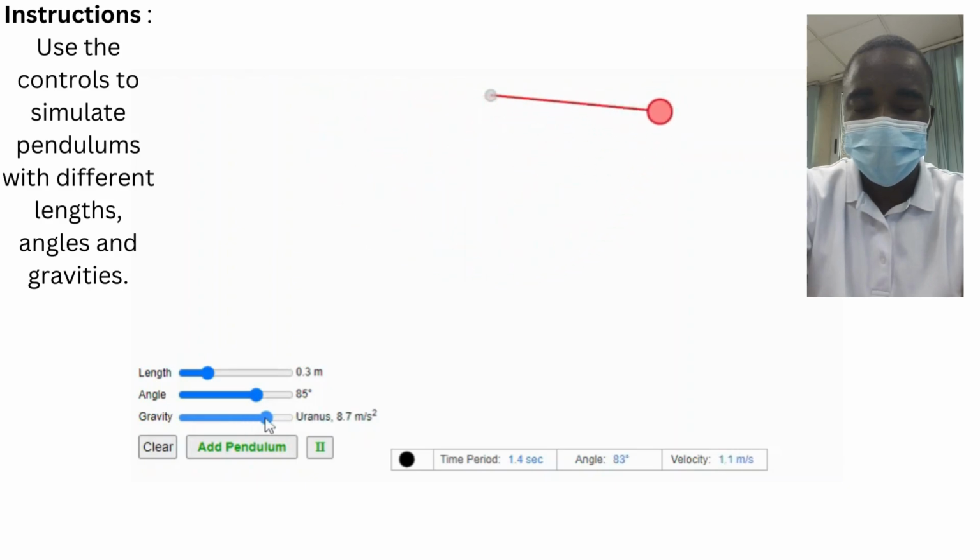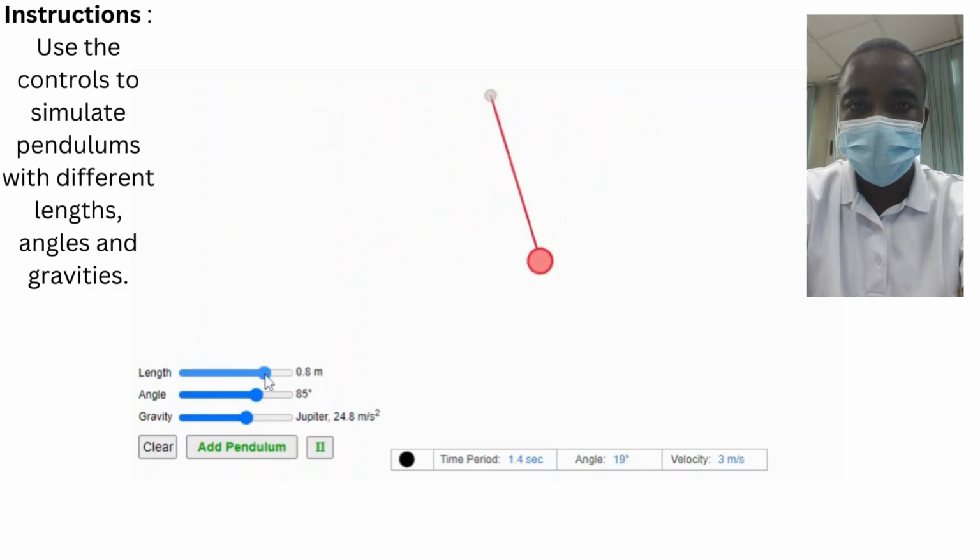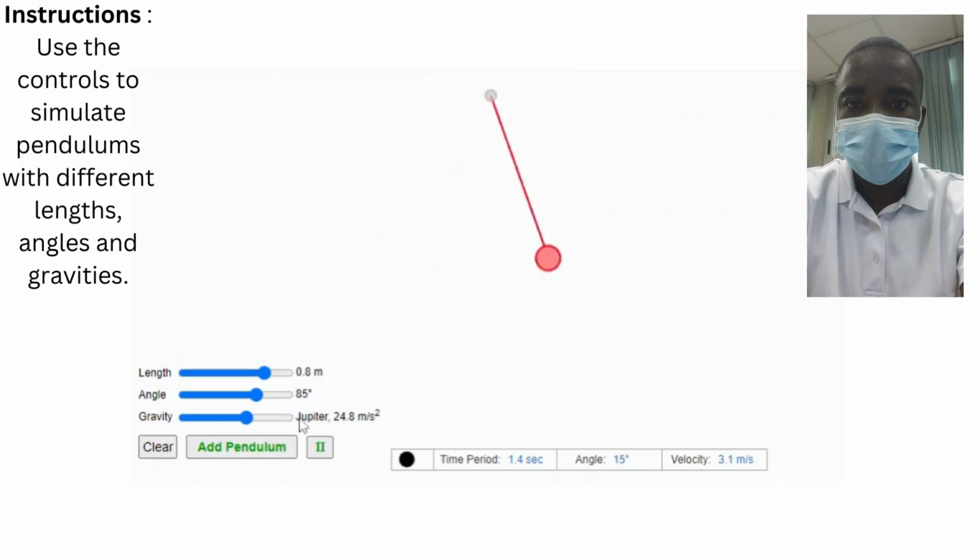The simulation allows students to use controls to simulate pendulums with different lengths, angles, and gravities, providing insights into the dynamics of periodic motion. Periodic motion refers to a motion that is regular and repeating in equal intervals of time. Examples of periodic motion include the swinging of a pendulum, the vibrations of a tuning fork, and the revolutions of the Earth around the Sun.